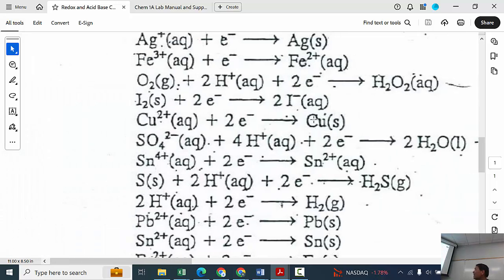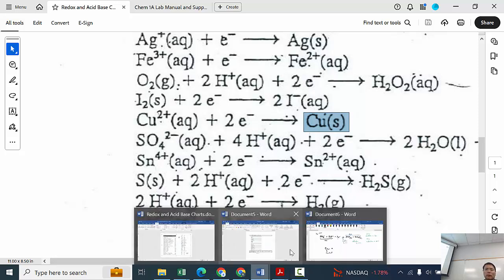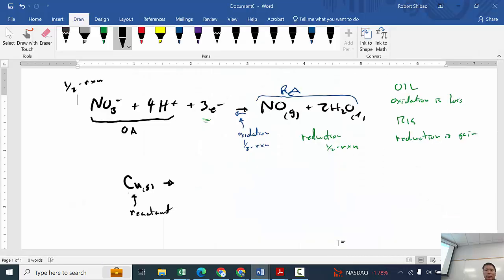I see copper as a product. I don't want copper as a product. My copper should be a reactant. So what I have to do is I'm going to flip this. So this is a reduction half reaction. I'm going to flip it so it makes an oxidation half reaction. And so I'll make copper a reactant, not a product. And this is going to go to copper 2 plus and 2 electrons. So here's where the electrons are going to come from. This is a potential source of electrons if there's a driving force for this particular reaction.